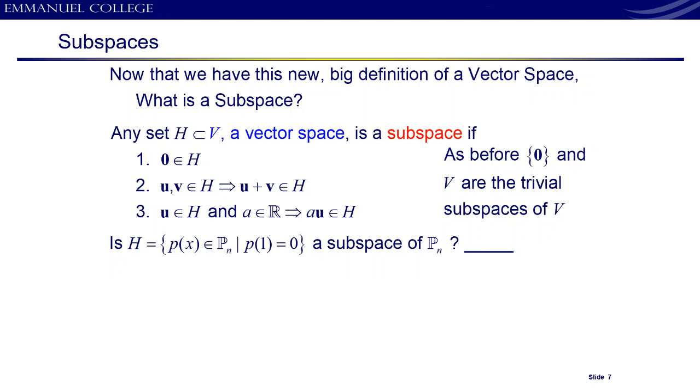So is H, which is P of X such that P of 1 equals 0, a subspace of P sub n? So like before, what this is saying is, can I do basically x minus 1 to the k and then multiply it by something else and get, we can call it like P prime of X? Well, yeah.